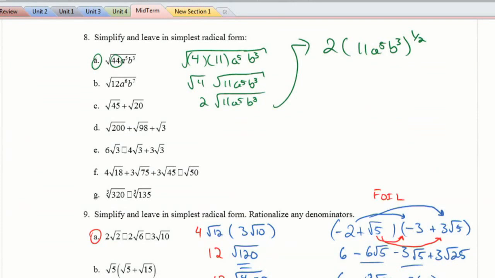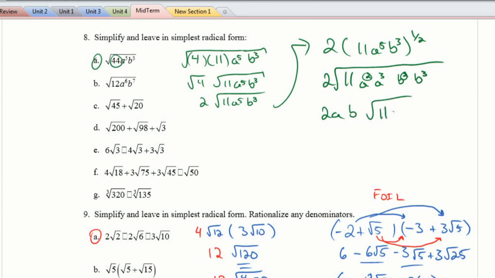What they've done is they've said, okay, this is 2 times 11, or 2 times root 11, and then they said a squared and a to the 3, and they've said b squared and b to the 3, kind of like that. And then they say, okay, what is the square root of a squared? Well, that's just a, so there's 2a. And what is the square root of b squared? Well, that's just b. And then you're left with 11a.